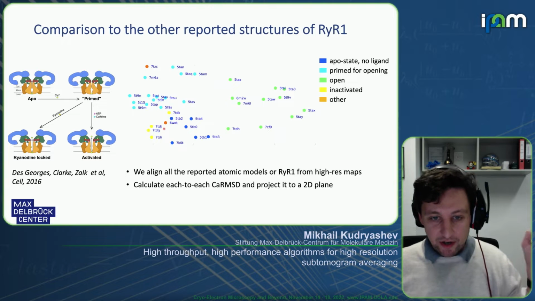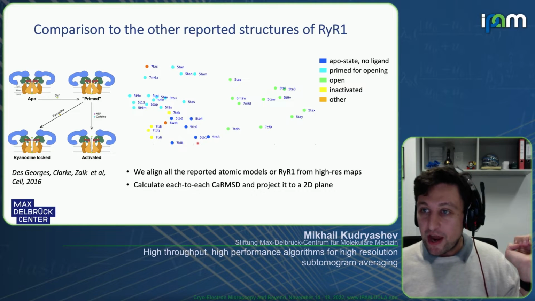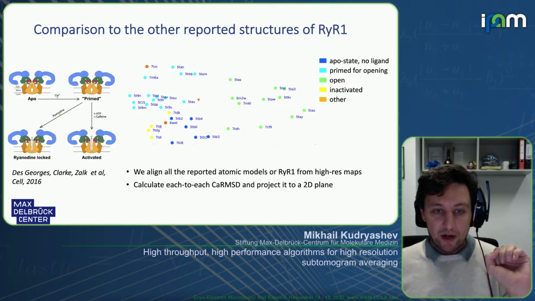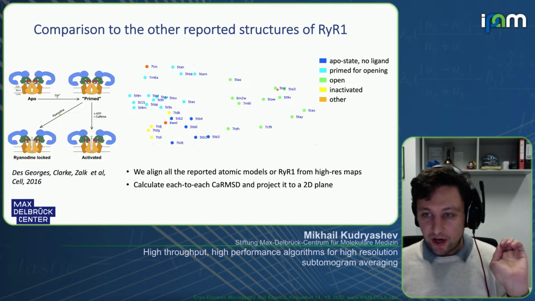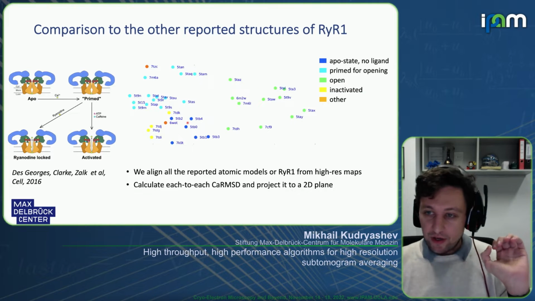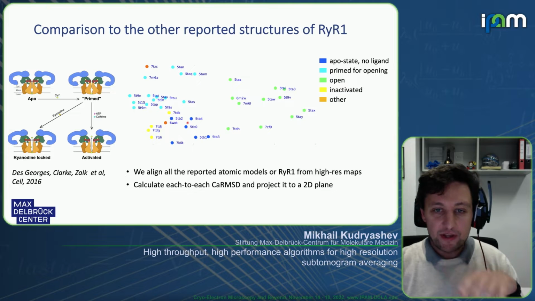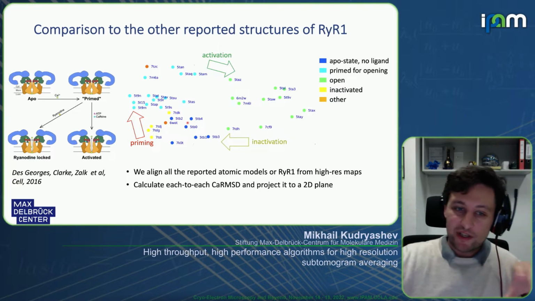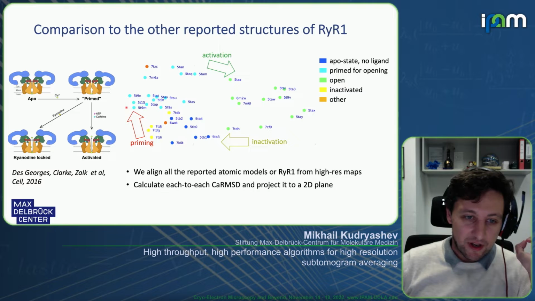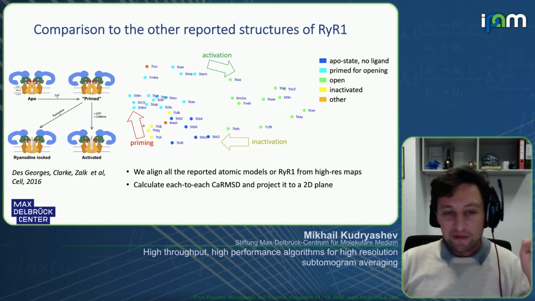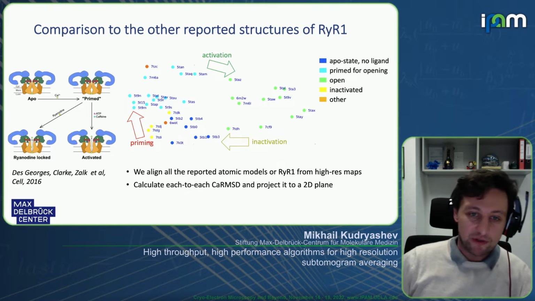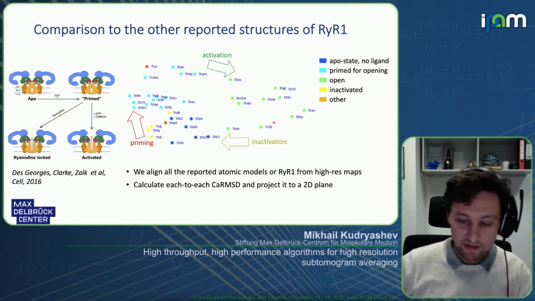Blue ones are structures in the apo state, so without any ligands. Cyan ones are primed, green ones are open state, and the yellow ones are inactivated. So in this diagram, we can actually see a bit of a conformational transition between priming, then activation, and then inactivation.